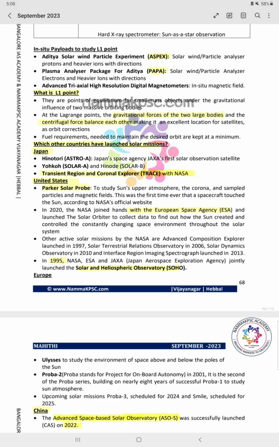Basically, these are the points in space where the centrifugal force is balanced by the gravitational force of the two bodies. So this ensures that a body is placed very easily with much more stability.